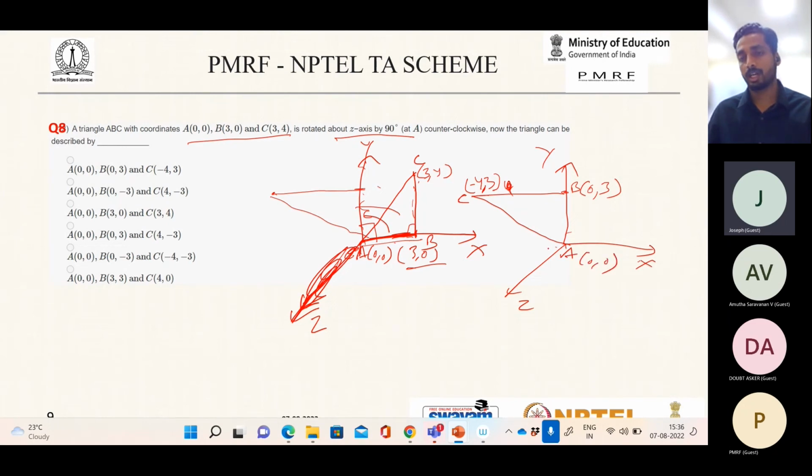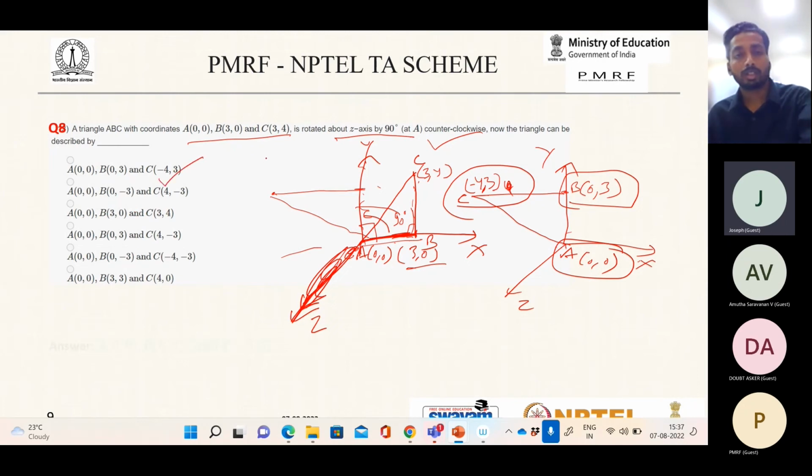So there will not be any change, as we have also looked into one of the questions earlier. So this will be the configuration after rotating 90 degree, right? As it has been asked in this question. So we'll get A as 0, 0, B as 0, 3, and C as -4, 3. So which option has that? A is 0, 0, B is 0, 3, and C is -4, 3. This one, right? So this is the correct answer for this question.